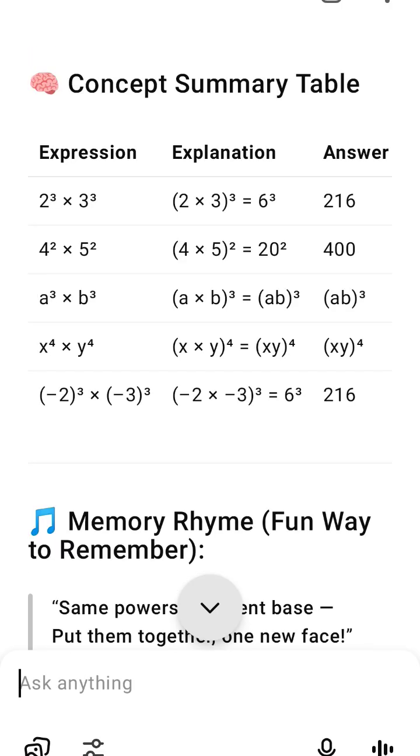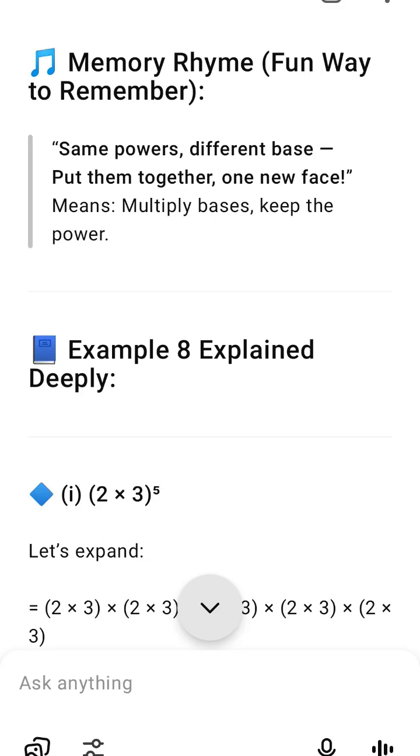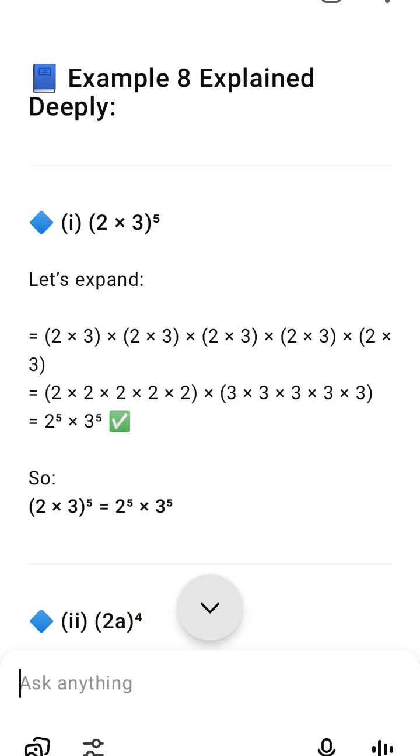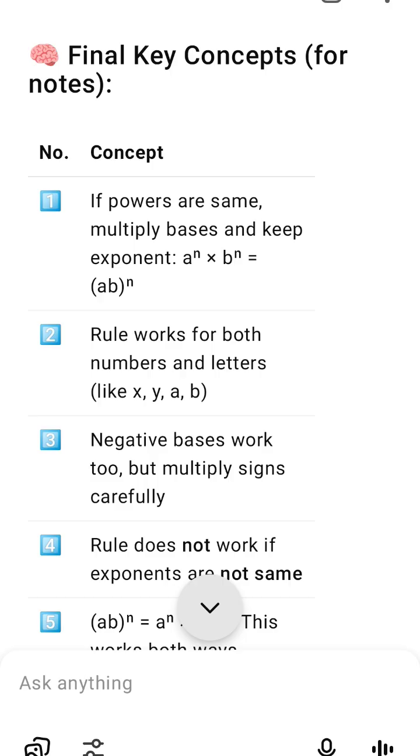You should also know this reversible rule: (ab)^n equals a^n times b^n. This works both ways. Trick in simple words: same powers, multiply the bases. Rhyme: same power, combine the base, keep the power in its place. Shortcut formula: a^n times b^n equals (ab)^n. Reverse trick: (ab)^n equals a^n times b^n, also useful for splitting a power.